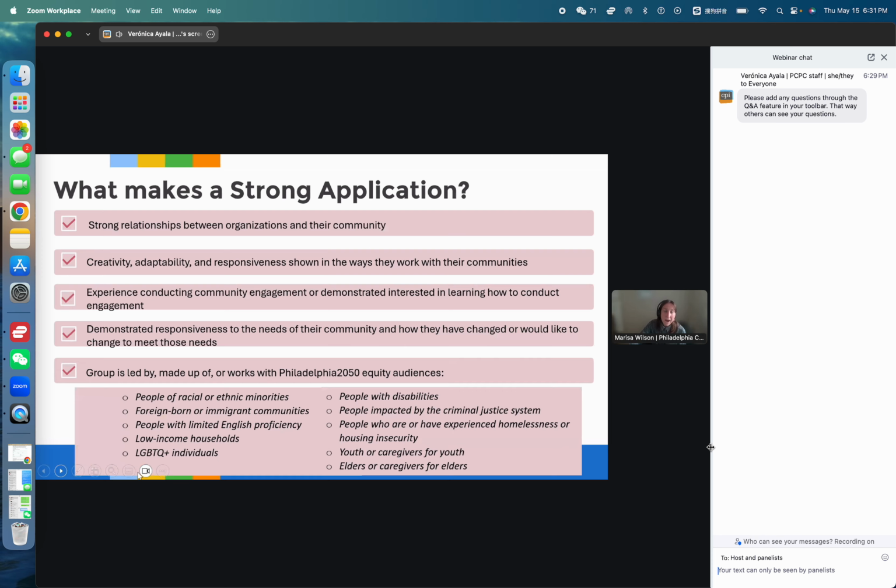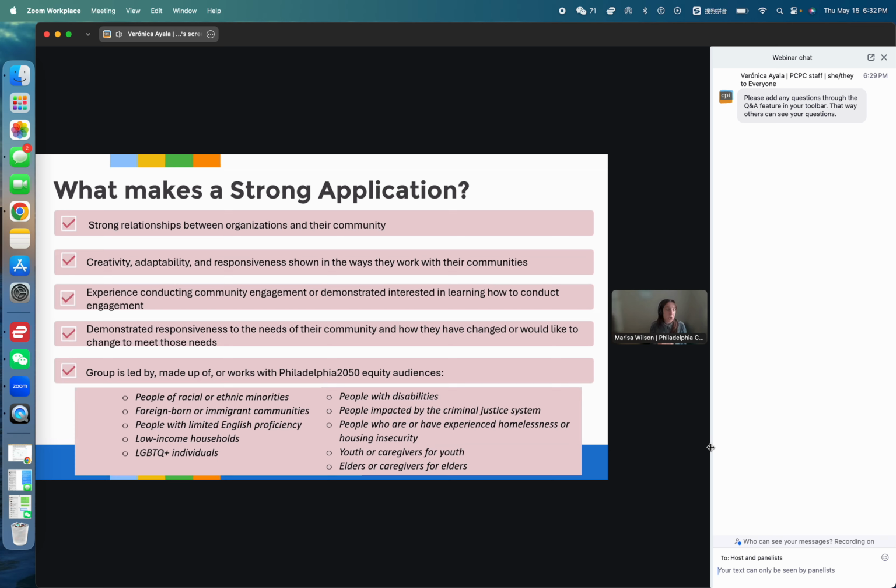So who would make a strong applicant? We're really looking for groups that have deep roots within their communities, strong relationships between their community and the organization or the group. And when I say organization, this doesn't have to be a staffed organization, it can be volunteer run. They just have to have those deep connections. They also need to demonstrate creativity, adaptability, and responsiveness shown in the ways they work with their communities.